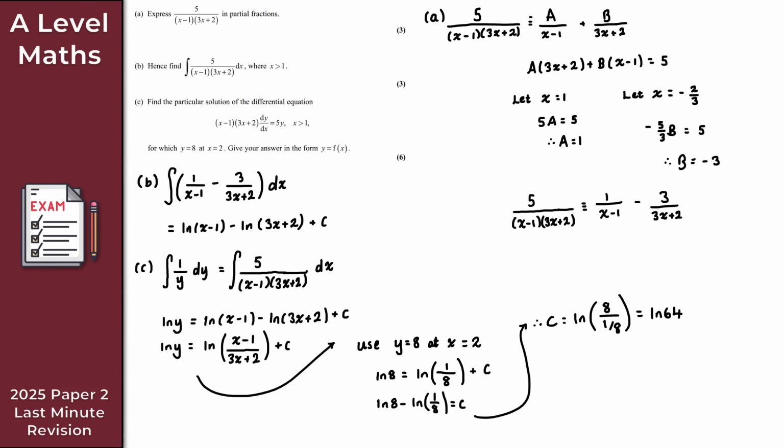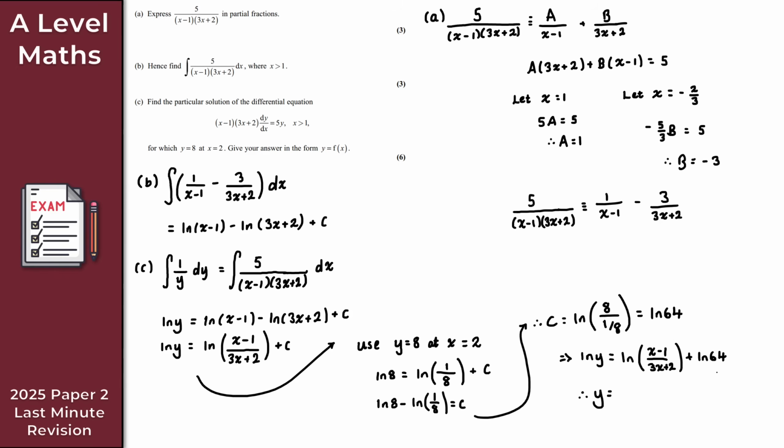I want my answer in the form y equals f of x. I should be slightly careful here. So ln y is equal to ln of x minus 1 all over 3x plus 2, plus ln 64. Like we said, we just want y here, so I need to take the exponential function of both sides. I get e to the ln y on the left-hand side, which is simply y, equal to e to the ln of x minus 1 over 3x plus 2.